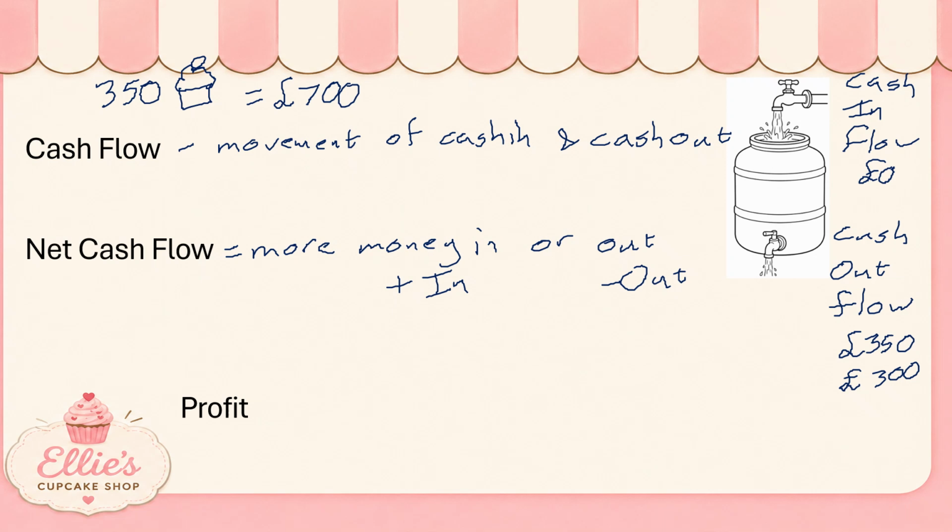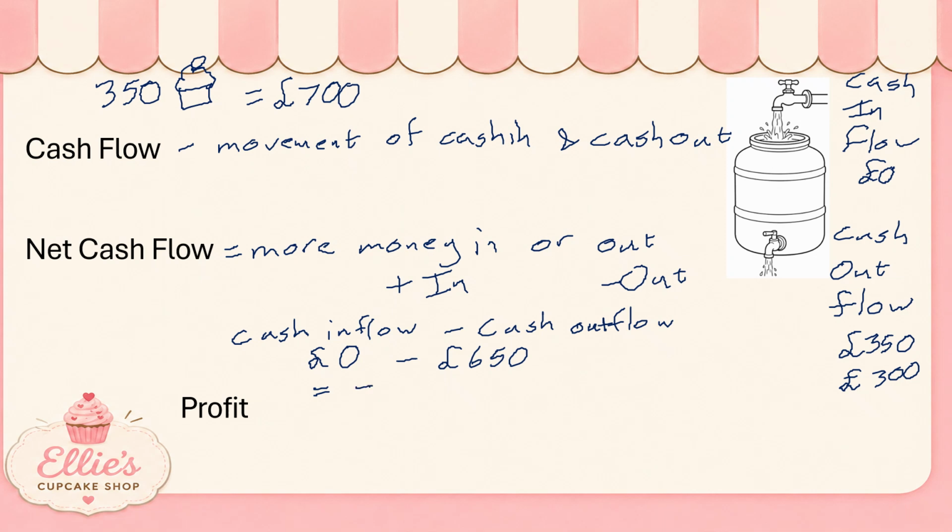So we can say cash inflow take away cash outflow. Now her cash inflow was £0, but her cash outflow, if we add those two up, was £650. So she has a negative cash flow. It's a cash outflow.